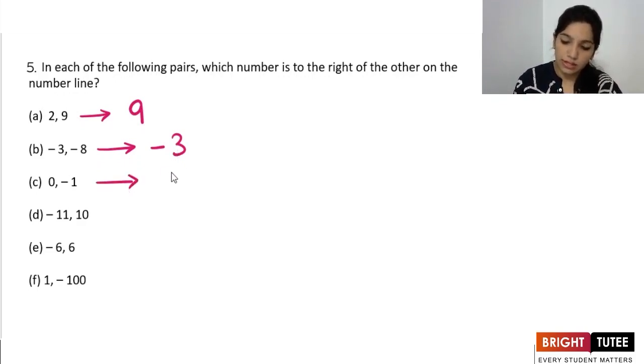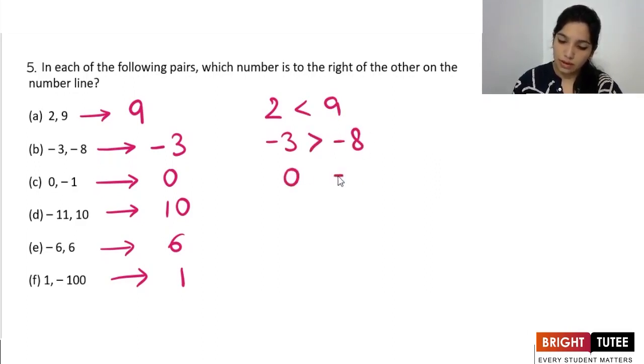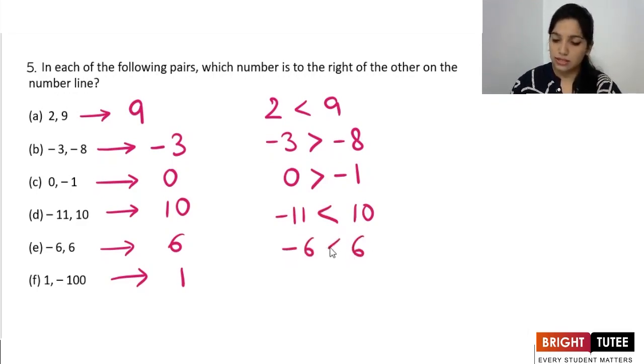Which number sits on the right side? It is 0. Which number sits on the right side? It is 10. Out of these two, 6. And here, 1. If we compare 2 and 9, this is bigger. If we compare minus 3 and minus 8, this is bigger. If we compare 0 and minus 1, we know 0 is bigger than every negative number. If we compare minus 11 and 10, 10 is bigger. If we compare minus 6 and 6, 6 is bigger. If we compare 1 and minus 100, clearly 1 is bigger.